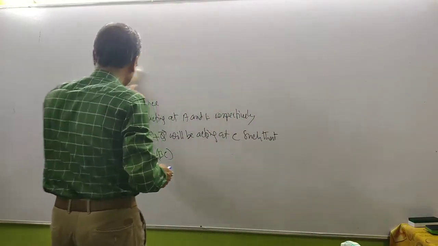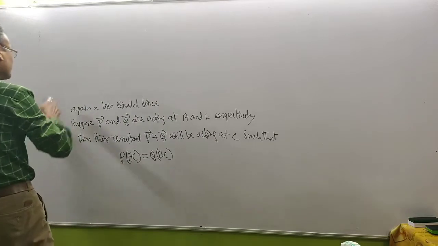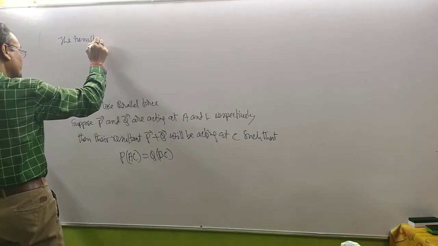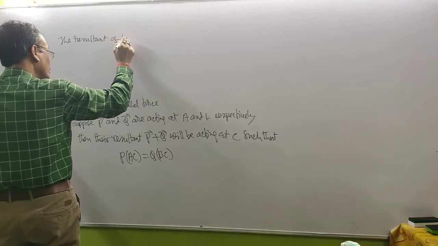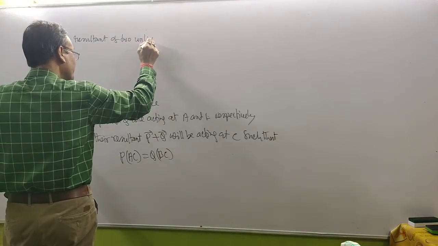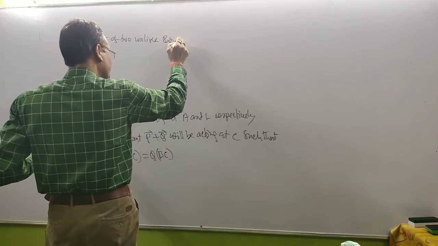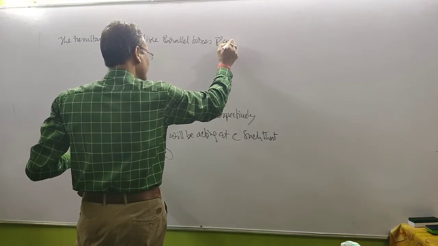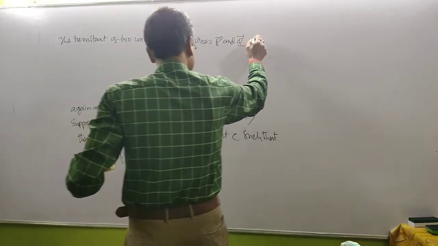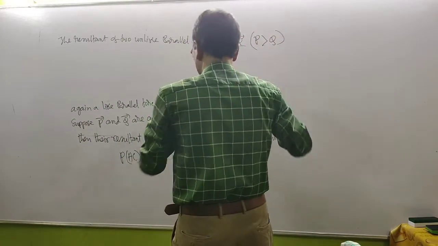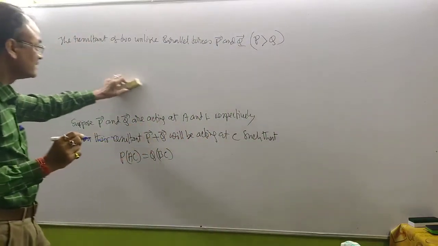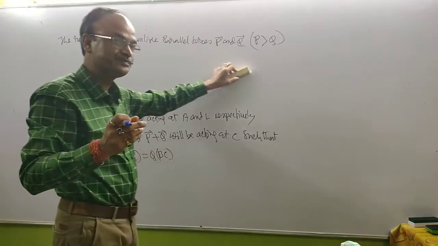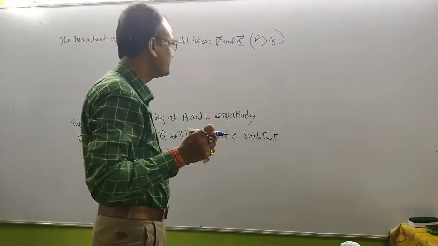For unlike parallel forces, the resultant of two unlike parallel forces P and Q. Suppose the magnitude of P is greater than the magnitude of Q. The resultant of two unlike parallel forces P and Q, P is greater than Q.